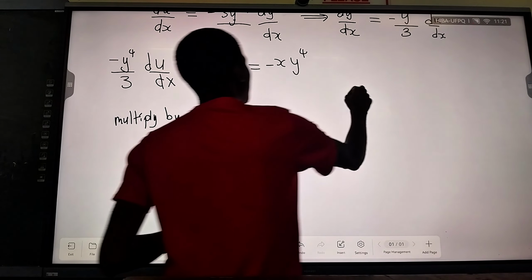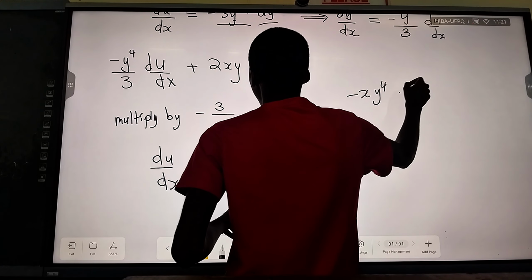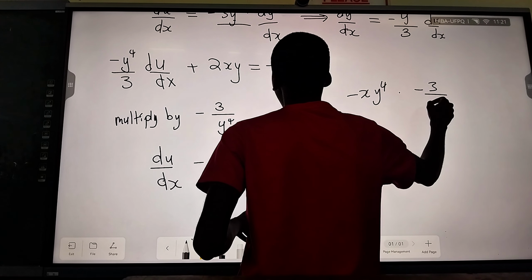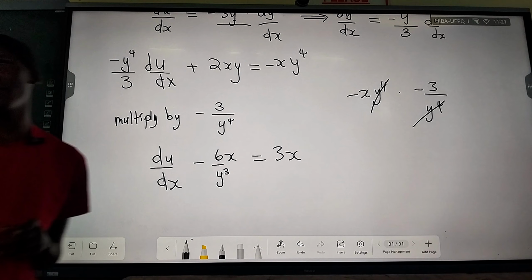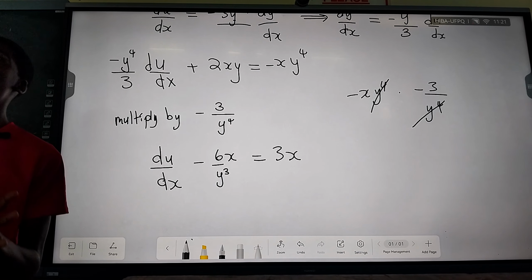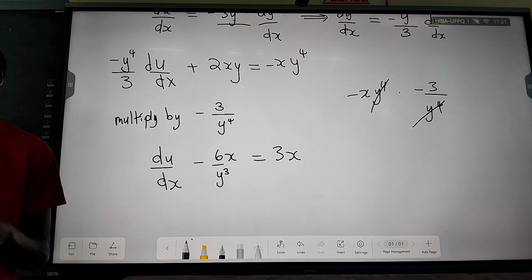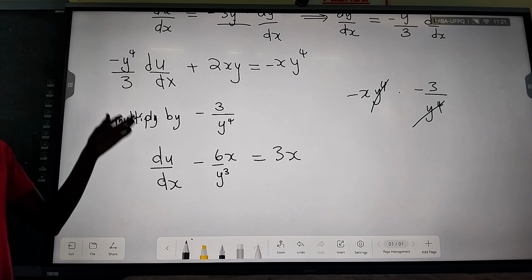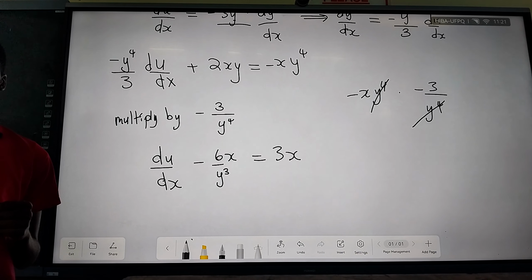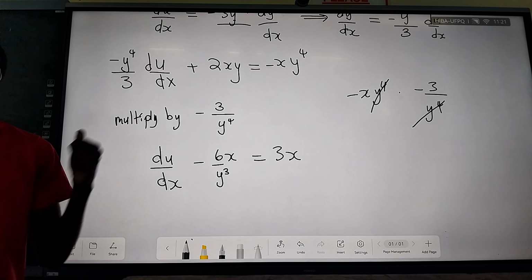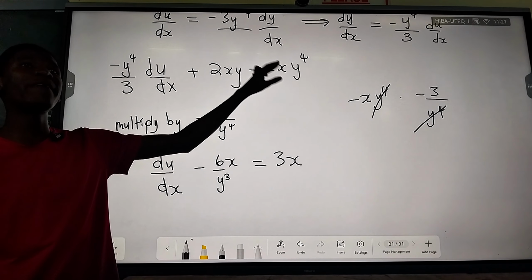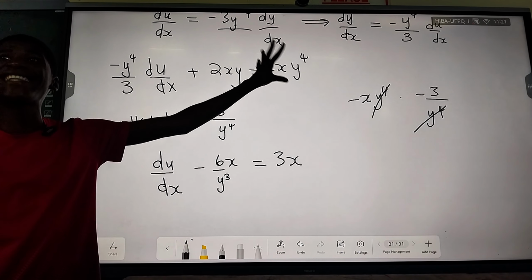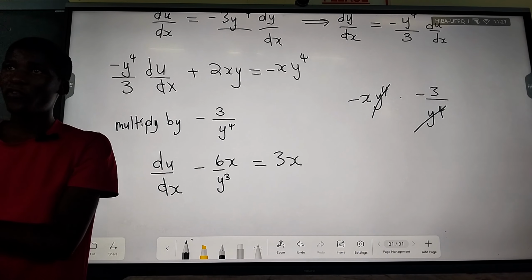If we multiply by negative x y to the power 4 times negative 3 over y to the power 4, so we have 3x, positive. So multiplying or dividing is almost the same, depending on the factor that you use. Here I divided by negative 3y to the power 4. It is the same as multiplying by this factor. But your aim is that the factor that has y to the power 4, which makes it non-linear, must be taken off.